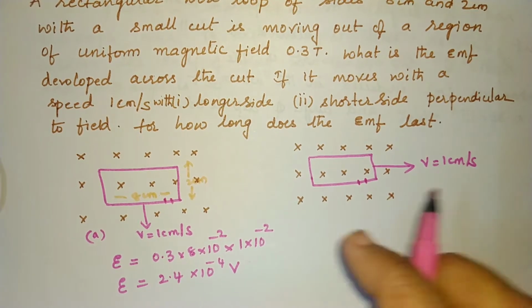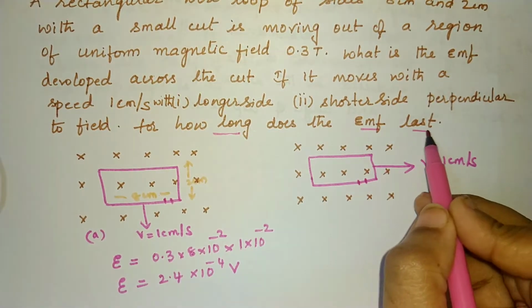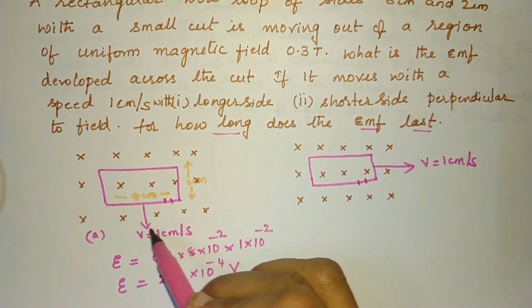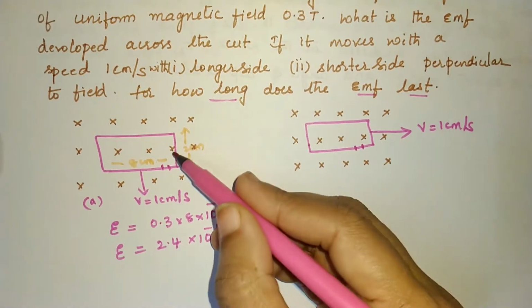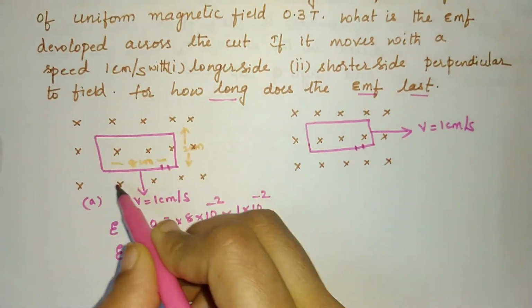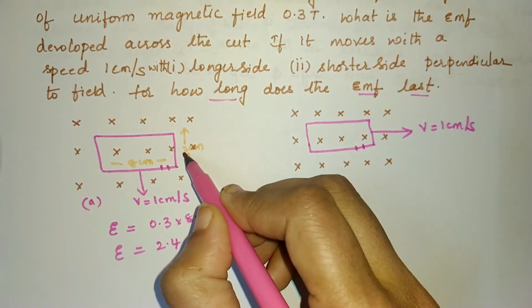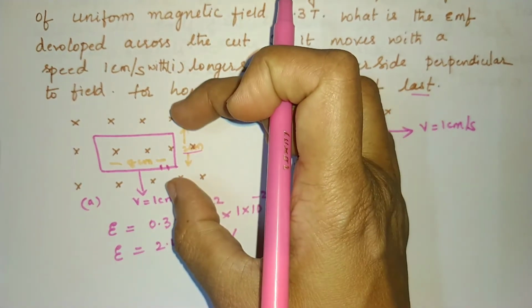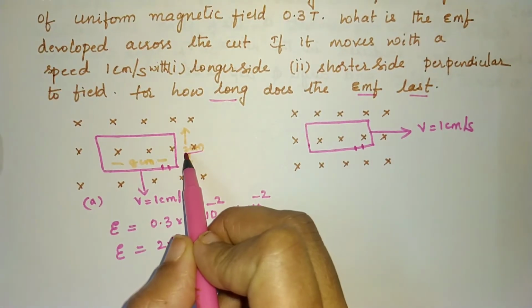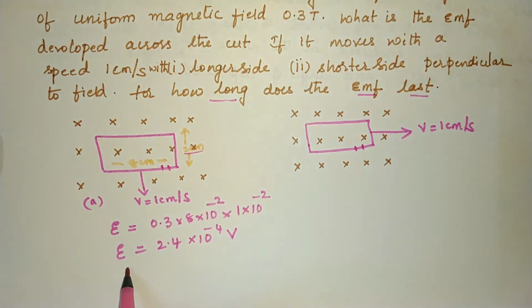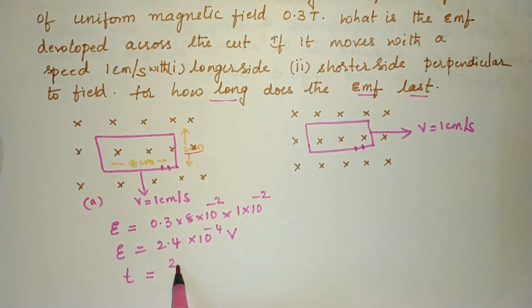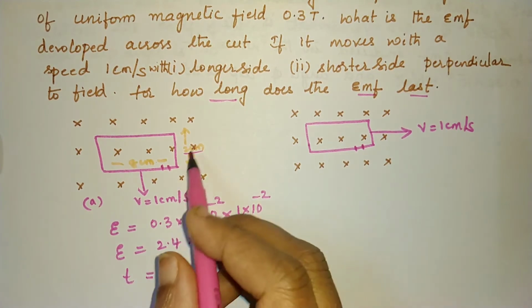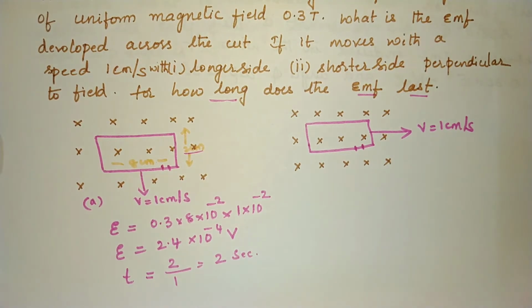Then in the same question they are asking, how long does the EMF last? That means for what time will this EMF exist? We know this EMF will exist as long as the conductor is coming out of the magnetic field. If this has to come out of the magnetic field, it should travel a distance of 2 centimeter. Since the loop is coming outward, the length covered should be 2 centimeter. So the time for which EMF exists is distance by velocity. Distance is 2 centimeter, velocity is 1, so it lasts for 2 seconds. Both are in CGS units, I'm taking it as 2 seconds.